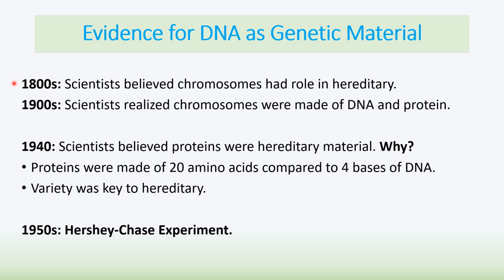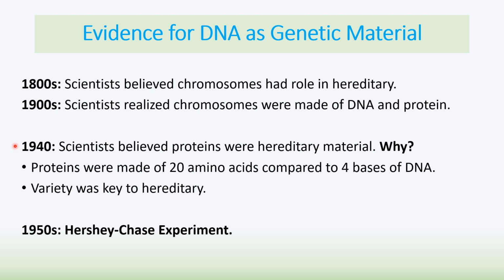If we look at the history of this, in the 1800s, scientists believed chromosomes had a role. We realized you could look under light microscopes and see this very basic use of chromosomes. But it wasn't until the 1900s that we realized that chromosomes are made of both DNA and the histone protein. So in the 1940s, less than 100 years ago, scientists believed that proteins were the hereditary material.